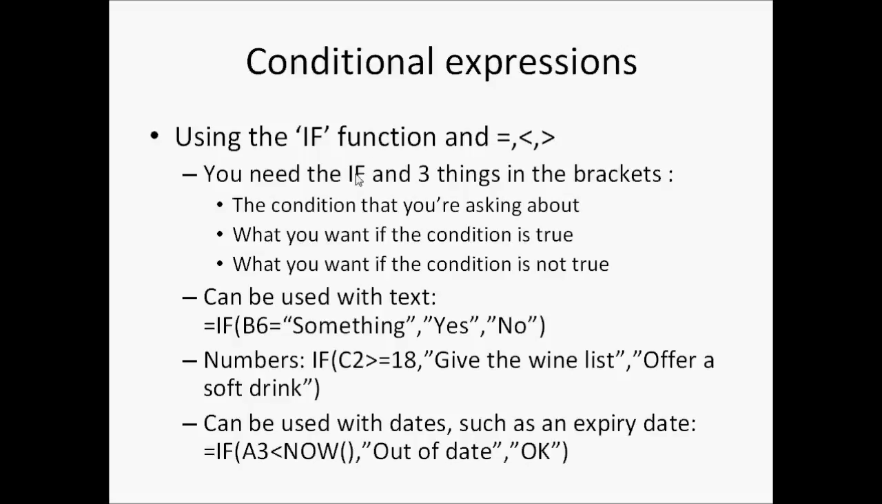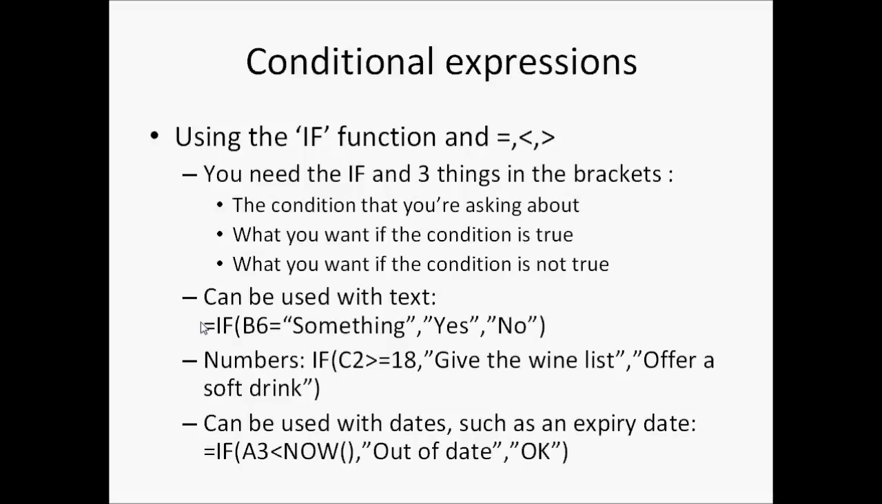You have equals, because you're working something out, then if, then there's three things in the brackets. The first thing is the condition that you're testing for, and then there's a comma. You always split the things with commas. The next thing is what you want to see in the cell if the condition is true, then a comma again, and the next thing is what you want to see in the cell if the condition is not true. Best to look at examples really to give you an understanding.